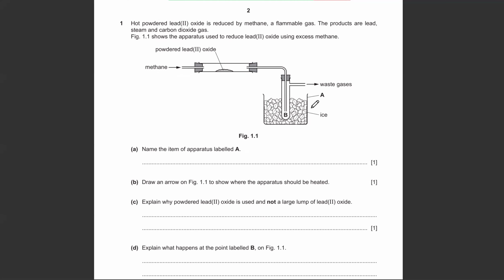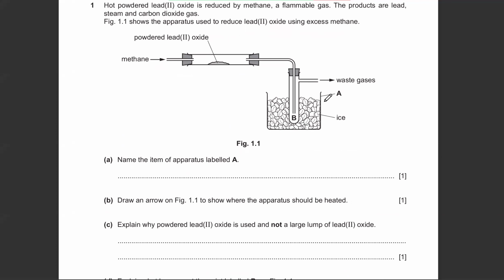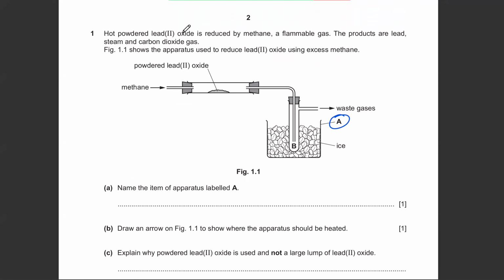Label apparatus A. What is A? A beaker. Here, that's a beaker. So the hot powdered lead oxide is reduced by methane. So methane is coming in, and there's lead oxide, lead plus 2, and oxygen group 6 or minus 2. So that's lead oxide, PbO, right?